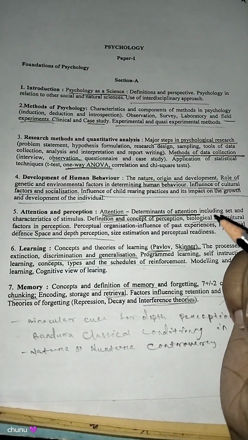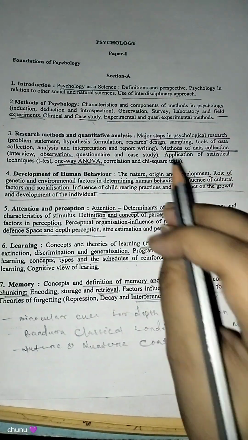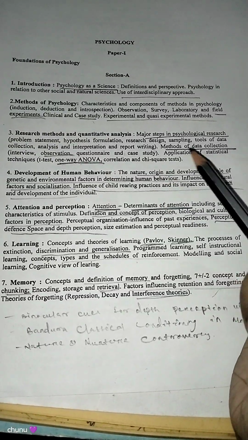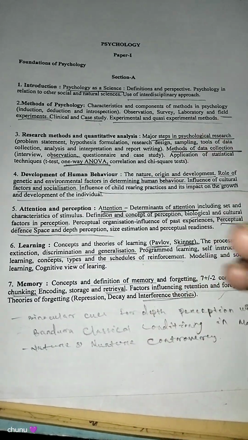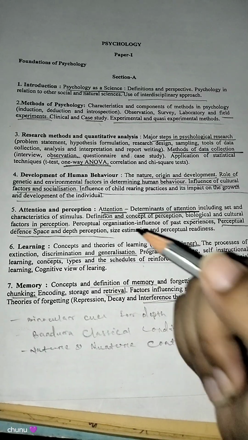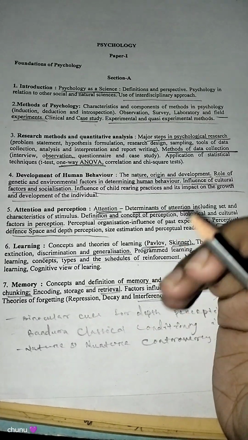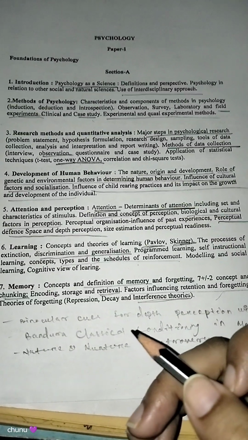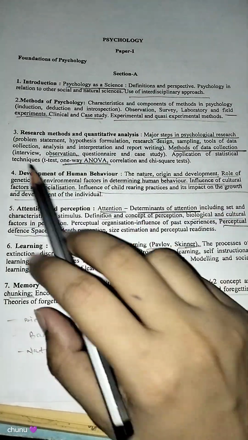And the fourth one, the development of human behavior. That's called, in short, the lifespan of development, which just covers the whole chapter. You should master this chapter: the nature, the origin, and the development, the role of genetic and environmental factors in determining human behavior. How genetic and environmental factors will affect the psychological condition of a human behavior. Then the influence of cultural factors and socialization, how culture and society will influence a human's behavior. That's what we learn from this chapter 4.